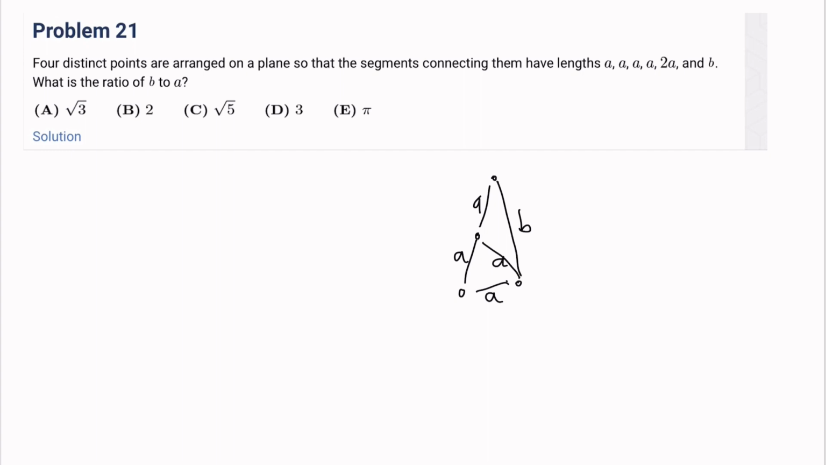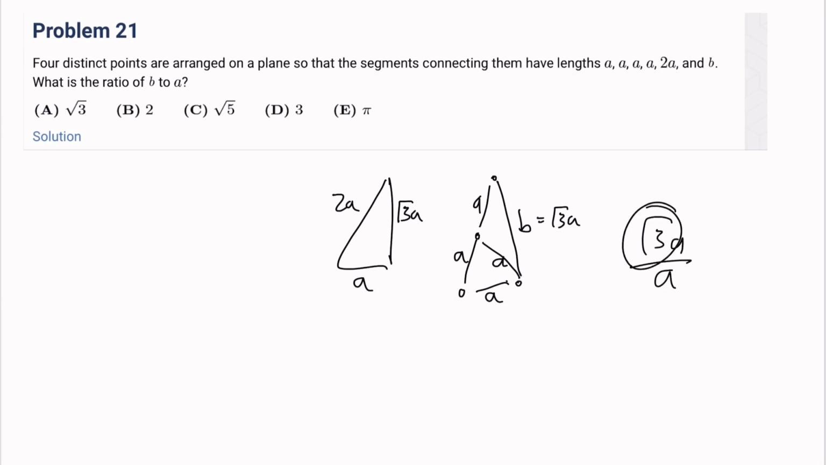Since this is a 30-60-90 triangle, this is 2A and this is A, so this is root 3 times A. So B equals root 3 A. What is the ratio of B to A? Root 3 A over A is root 3. The answer is A.